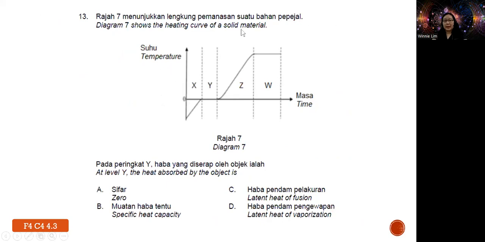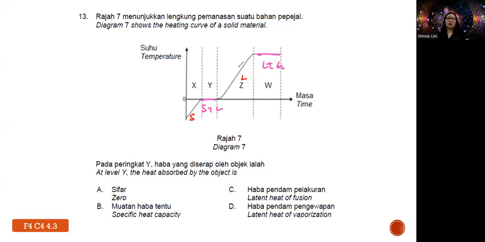Diagram 7 shows the heating curve of a solid material. At level Y, the heat absorbed by the object is, okay, so whenever you see a heating curve or cooling curve, you first label the process involved or the state of the object. So they say this starts from solid. That means this is solid, this is liquid. If they were to have another graph uphill, then it's gas. The coexisting part, this part will be solid plus liquid, while this part is liquid and gas.